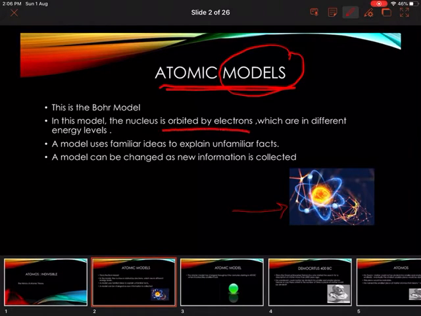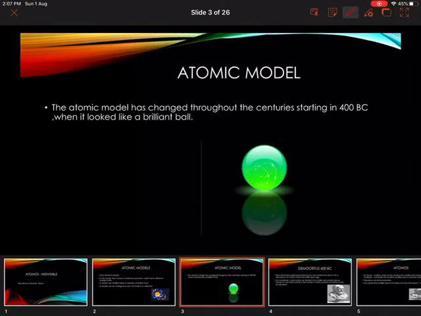In this model, the nucleus is orbited by electrons, as you can see. This is the nucleus, and around the nucleus are orbits containing electrons. So this model uses familiar ideas to explain unfamiliar facts. But models, we can't hold onto them at any time. If new information is collected which disagrees with the previous observations, we can always change the model or modify it. The atomic model has changed throughout the centuries.